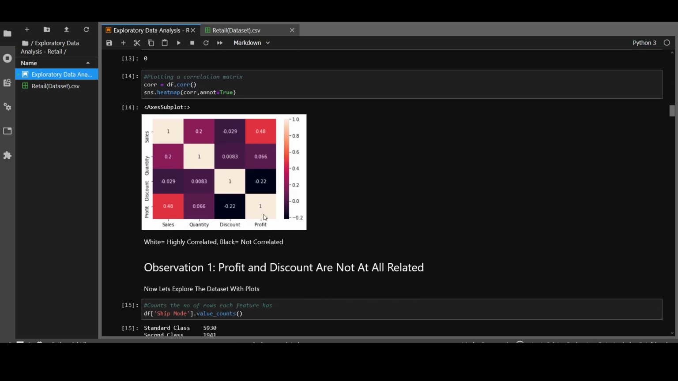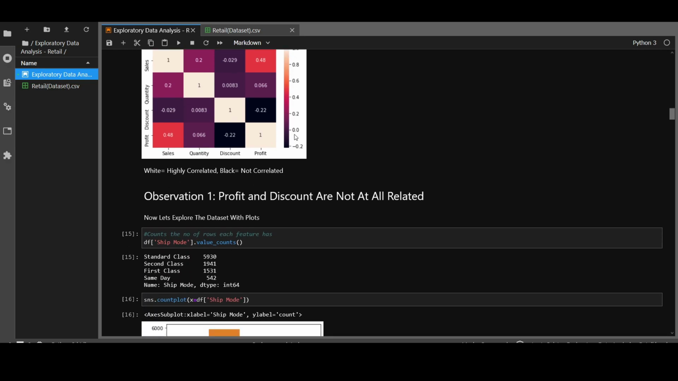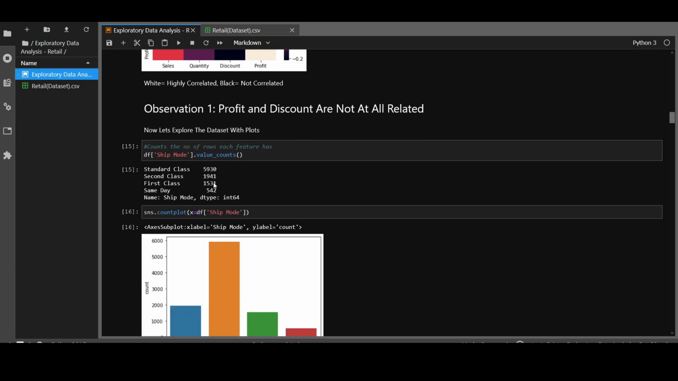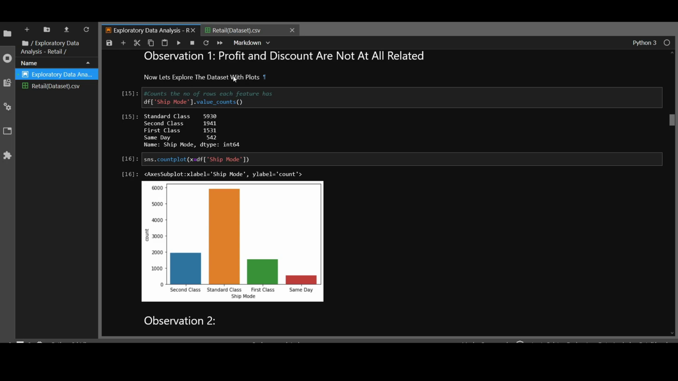Now we are plotting a correlation matrix, as you can see. Dark means it's not correlated, and in the figure, white means it's highly correlated. Observation 1 from this correlation matrix is that the profit and discounts are not related at all. Here is the profit, here is the discount. It's pretty dark. It's not at all related. Now let's explore the dataset with plots.